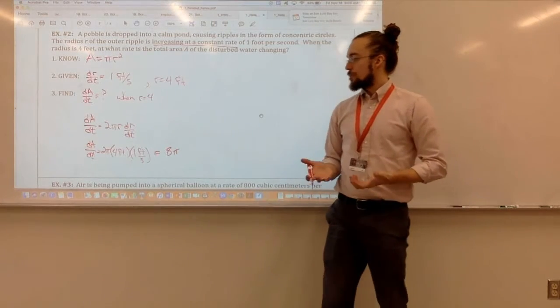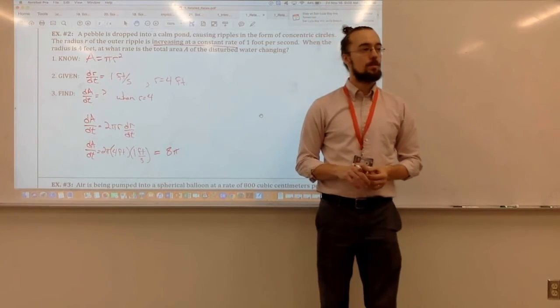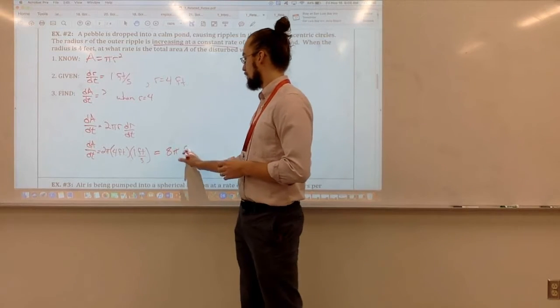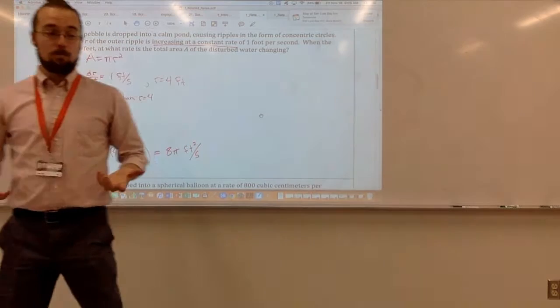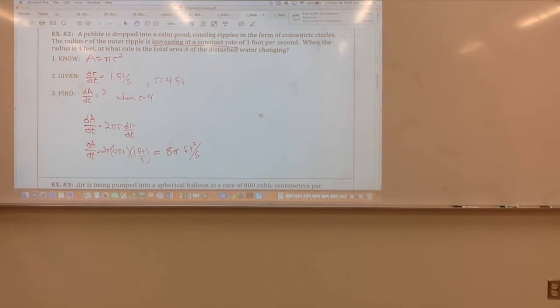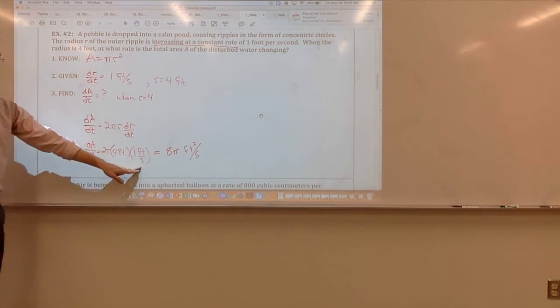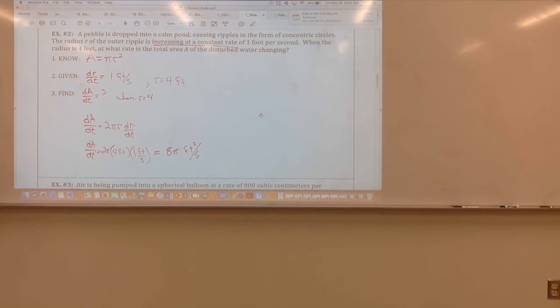So then what would my units be here? Feet squared per second. And we're talking about the rate of change of the area, so hopefully that makes sense. We're talking about square feet per second. That's why I like to write in the units here, just to make sure that we get that final unit correct. And that's our answer. The rate of change of the area is 8 pi feet squared per second when the radius is 4.